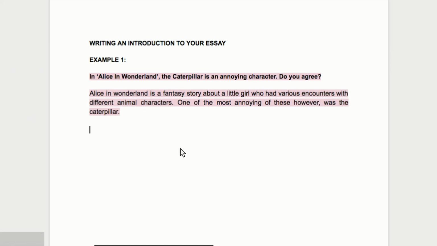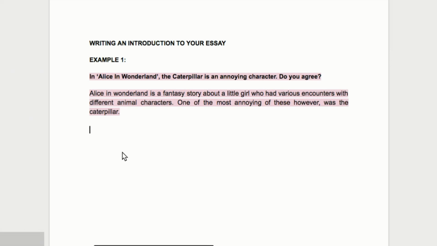So the first example we're going to look at is from an essay I set about Alice in Wonderland. All of these are actual introductions written by students for essays that I wrote the questions for. This was quite a young class of students, so it's simpler language than you would expect at a higher level. We're going to look at the ideas and the way that the intro is constructed. In Alice in Wonderland, the caterpillar is an annoying character. Do you agree?